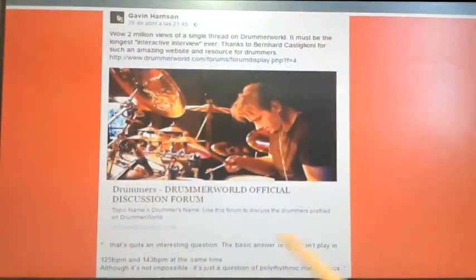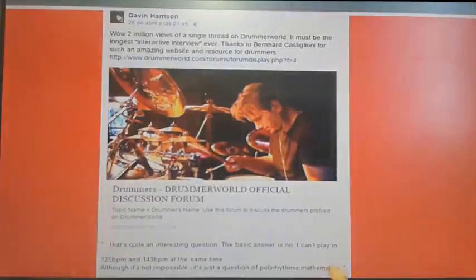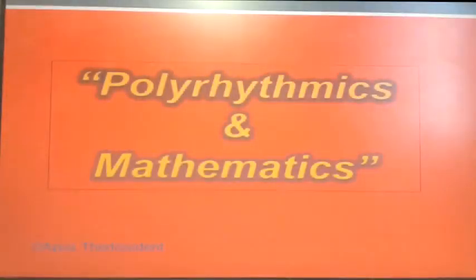So here you've got the interview that you can read entirely in the link above, and for one of the questions, he replies, "That's quite an interesting question. The basic answer is no. I can't play in 125 BPMs and 143 BPMs at the same time. Although it's not impossible, it's just a question of polyrhythmic mathematics." Ta-da! Polyrhythmics and mathematics.